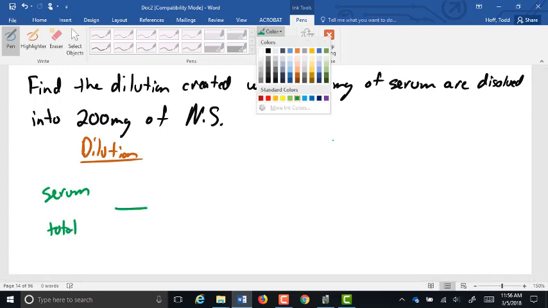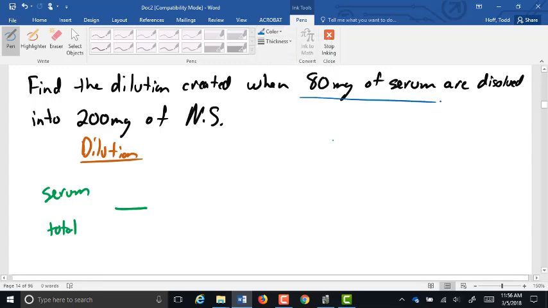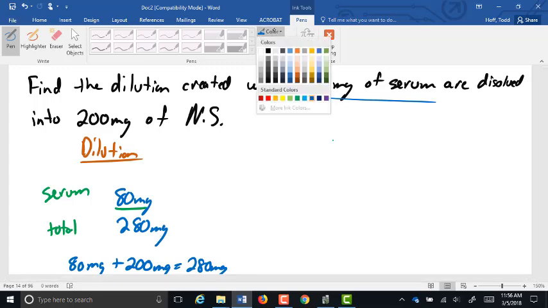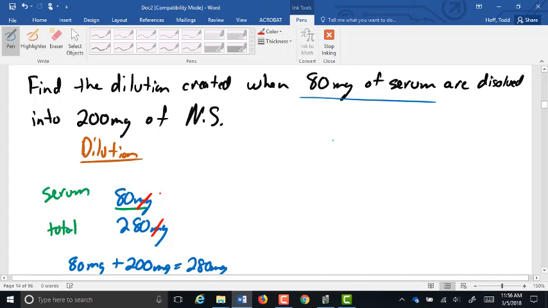but we don't have the total here. Well, one of the things we could do is put in the serum, 80 milligrams, and then remember that total is just the serum plus the saline, 80 milligrams plus 200 milligrams, which is 280 milligrams, and put that in for the total. And of course, looking for a dilution means we have to reduce that ratio. Milligrams cancel out. Both 80 and 280 will divide by 40. 80 divided by 40 is 2. 280 divided by 40 is 7, giving us a 2 in 7 dilution.